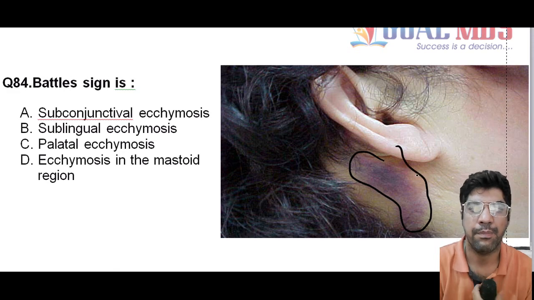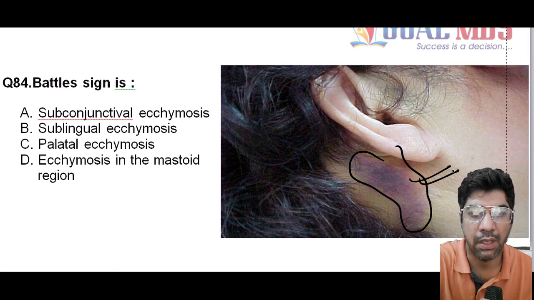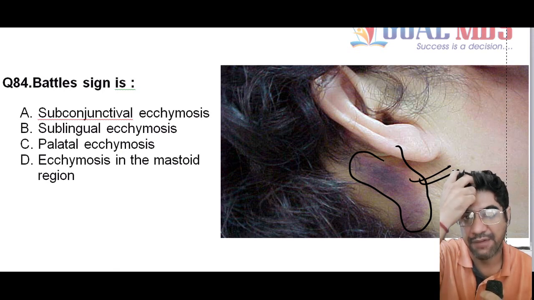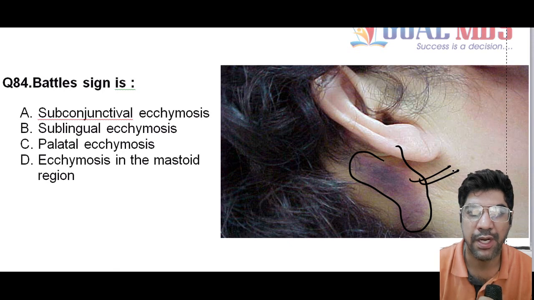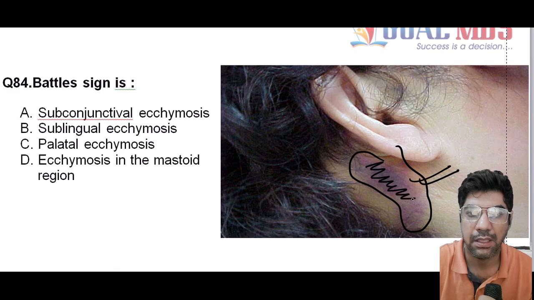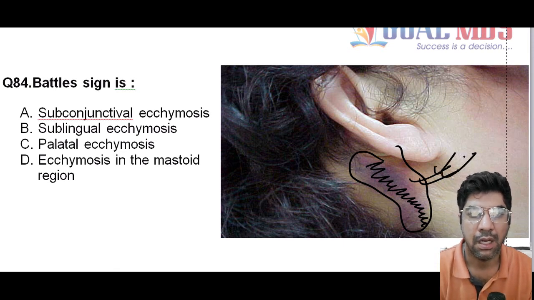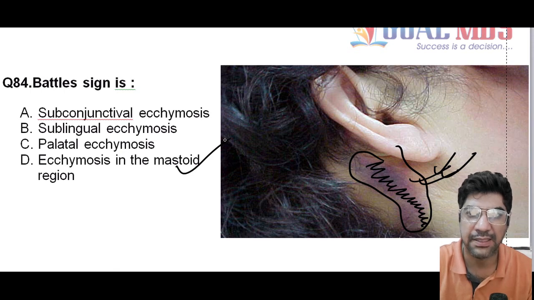Battle sign. Battle sign we have already discussed before too. So remember, Battle sign refers to the presence of ecchymosis in the mastoid region, typically behind the ear. So this area, as seen in this pic. It is associated with fracture of the middle cranial fossa of the skull. It occurs due to the blood that tracks down and collects in the area behind the ear due to the skull fracture, particularly in the temporal bone region.